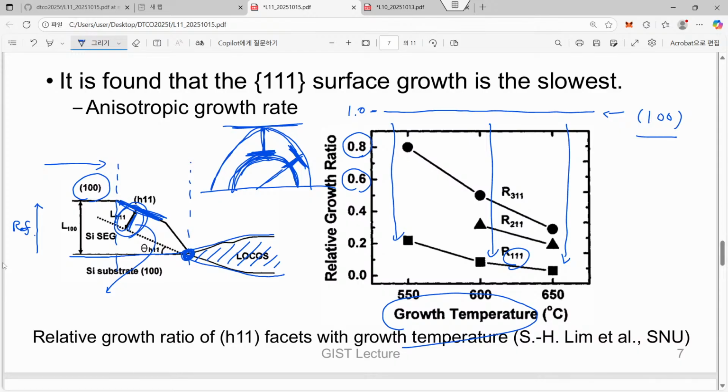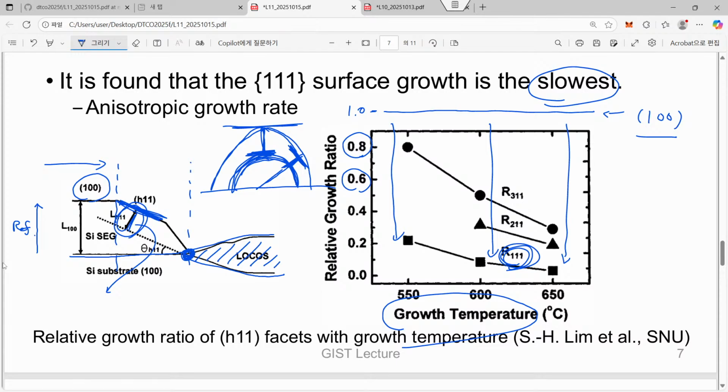becomes the dominant one. At least to me, when I first saw this sentence, I was a little bit confused, because I thought that the fastest one will eventually determine the shape, but in this case, the slowest one determines the shape of our final structure. So that's the reason why 110 is the slowest, and that's the reason why we have the diamond shape determined by the 111 surface instead of the 100 surface.